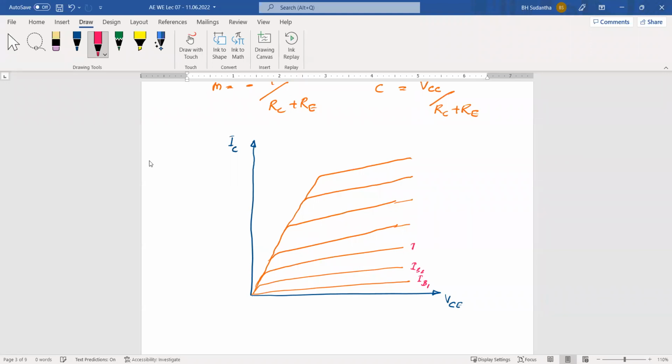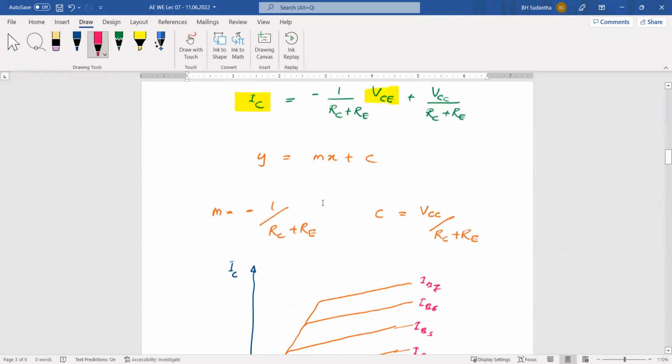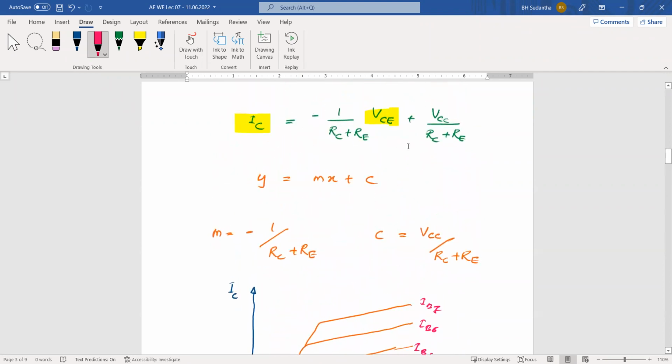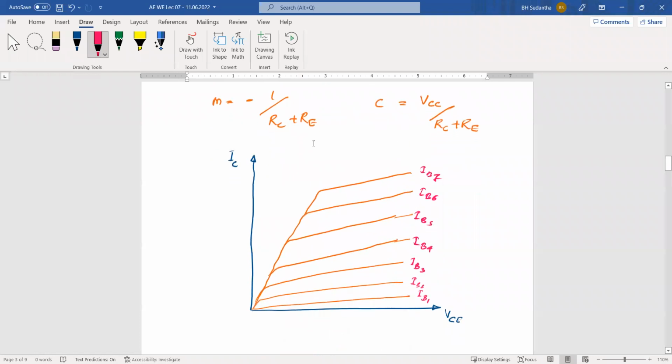These are for different IBs, sorry for the interruptions. IB3, IB4, IB5, like that, okay? IB6, and don't worry about the values for this relationship between IB6 and IB5. They are this way. Okay, now we can draw our line here, so that this is the graph between IC and VCE, and we should be able to plot this equation on this graph.